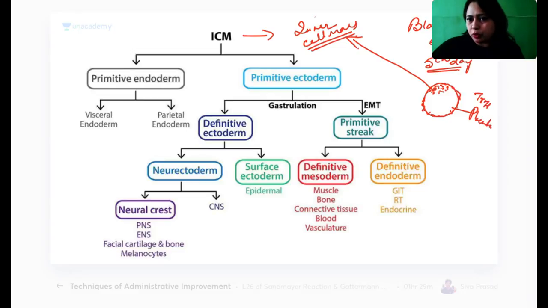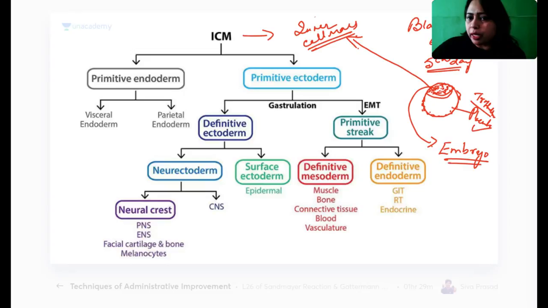Trophoblast will give rise to placenta. Okay, now the inner one, whatever is inside, that will give rise to various other structures. Now we'll start differentiating into all those germ layers and all those other structures to turn itself into an embryo.